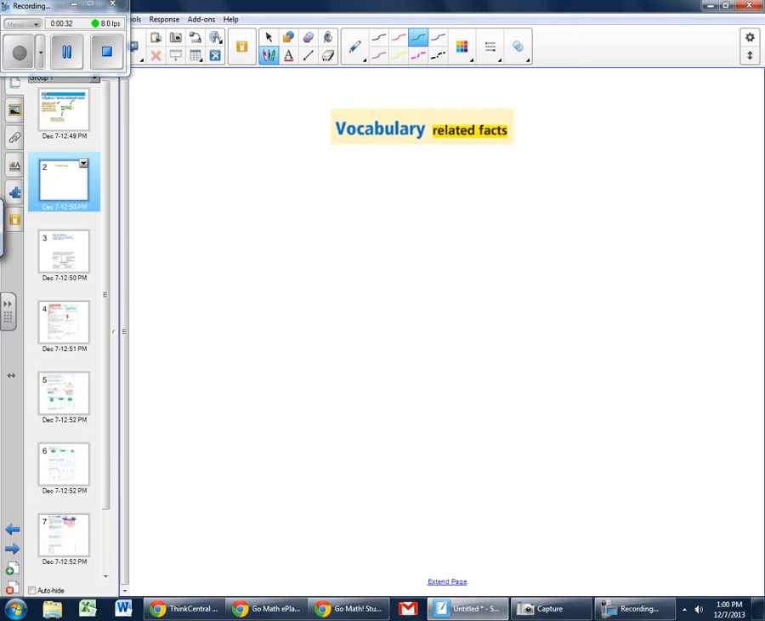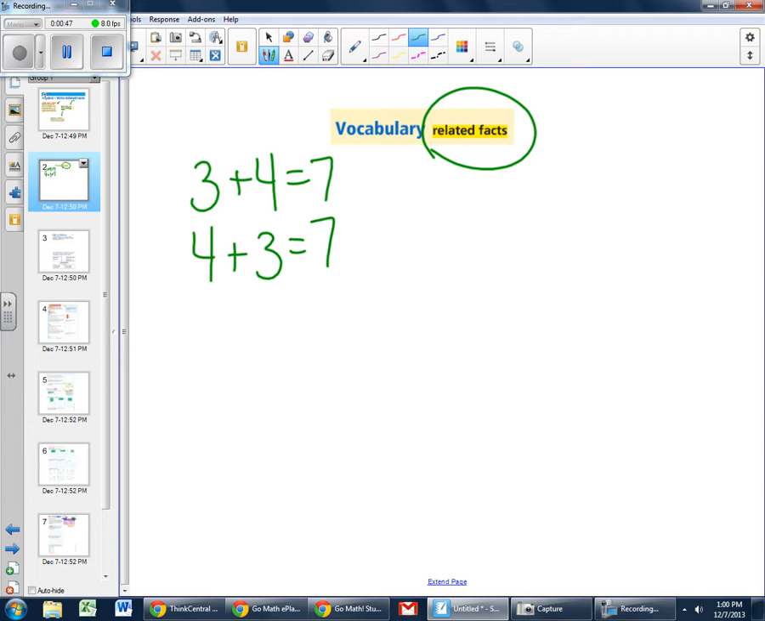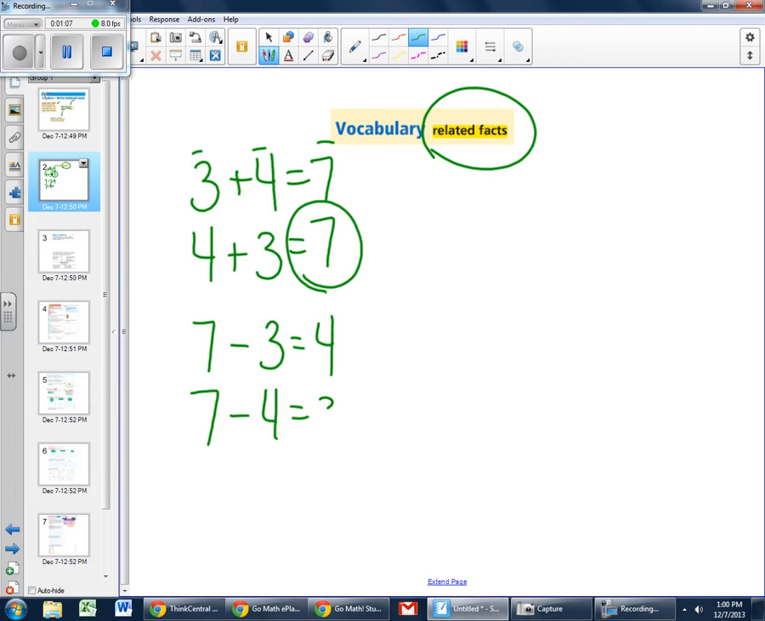Looking at our vocabulary for related facts, you previously learned related facts in other grade levels as fact families. So those are like 3 plus 4 equals 7 is the same as 4 plus 3 equals 7, using those same three numbers in that family. Then turning it around for subtraction, remember using the biggest number always first, so you have 7 minus something, 7 minus something. Using your first number of 7 minus 3 equals 4, 7 minus 4 equaling 3.